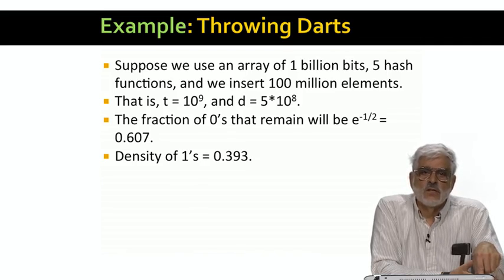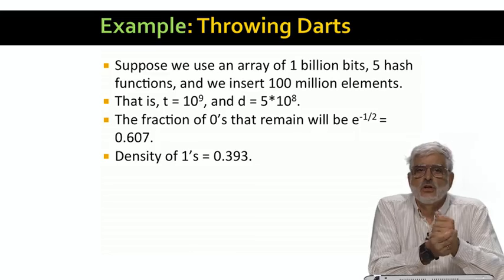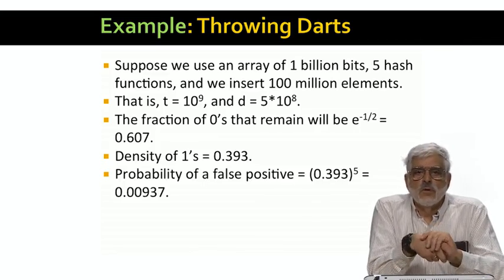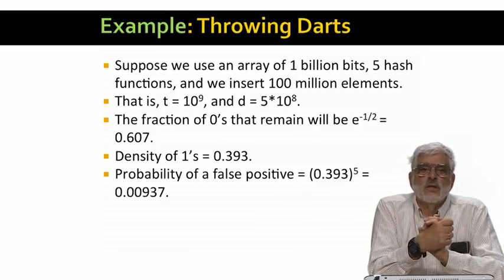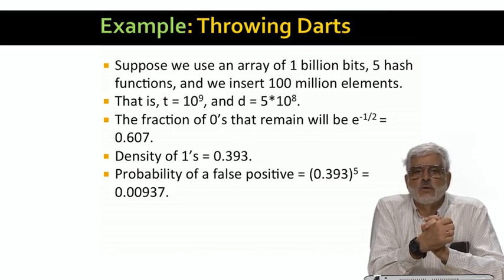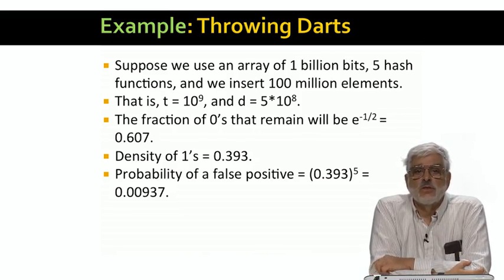The fact that it is less than half is explained by the existence of collisions as we apply all the hash functions to all the elements that are inserted. From this information, we can calculate the probability of a false positive. For element y to be a false positive, all 5 hash functions must take it to bits that are 1. The probability of one hash function doing so is 0.393, and the probability that all 5 do is that raised to the 5th power, or 0.00937. That's a little less than 1%.